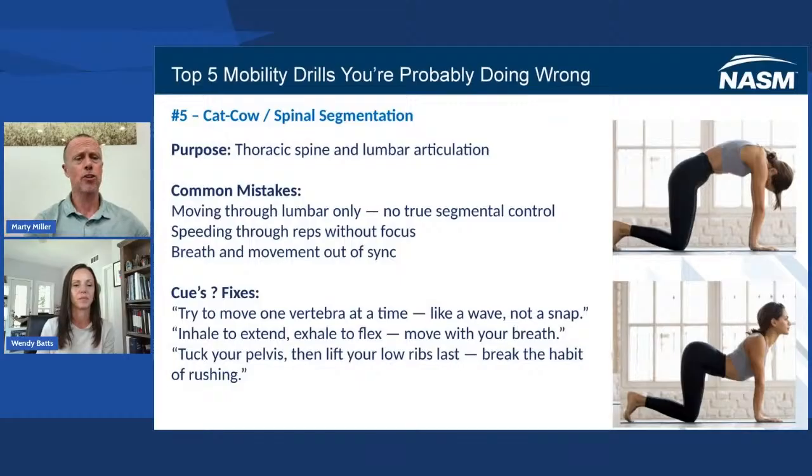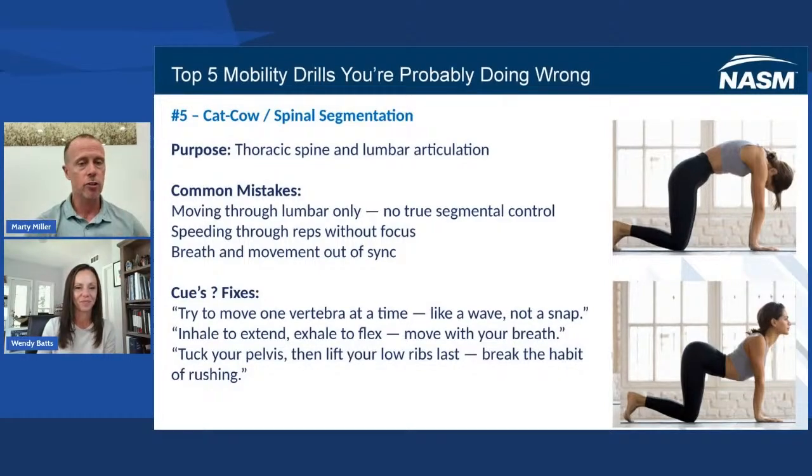Also, for me, I like to push into the ground to try to activate the serratus anterior, to make sure that my shoulder blades aren't just collapsing. So some of the cues and fixes are: try to move one vertebra at a time, like a wave, and you're not snapping your spine. It's supposed to be a gentle, calm movement as you go segment by segment.